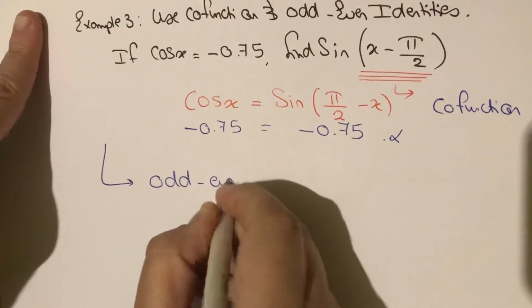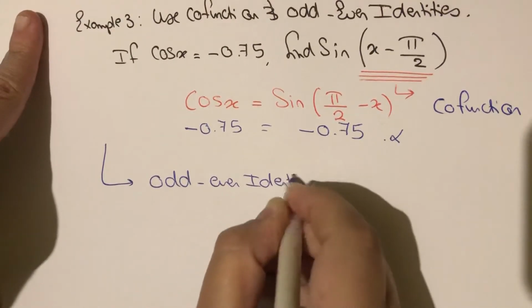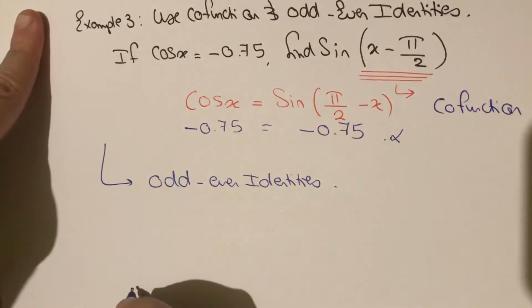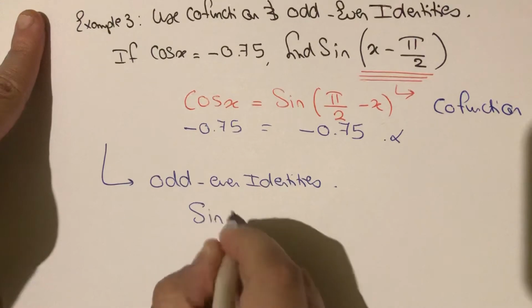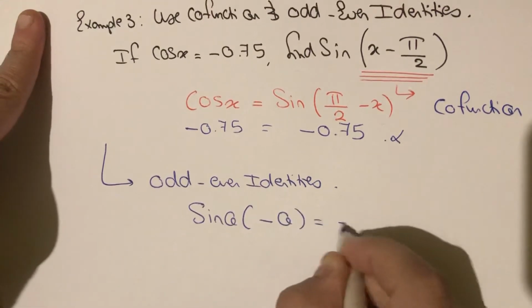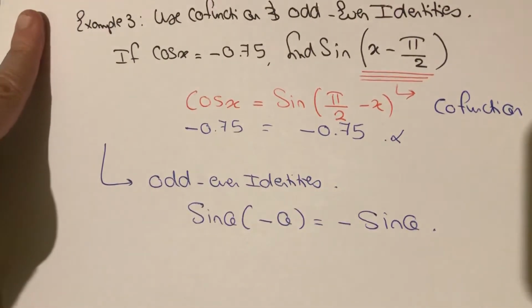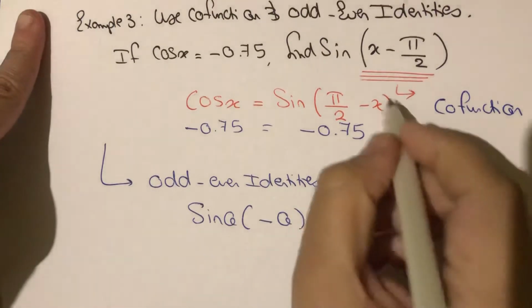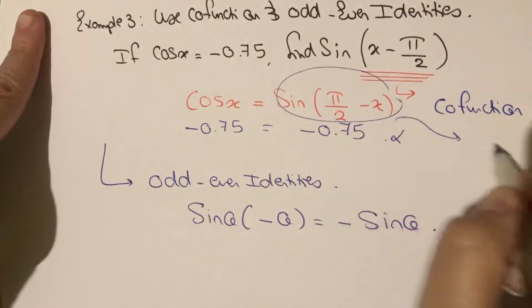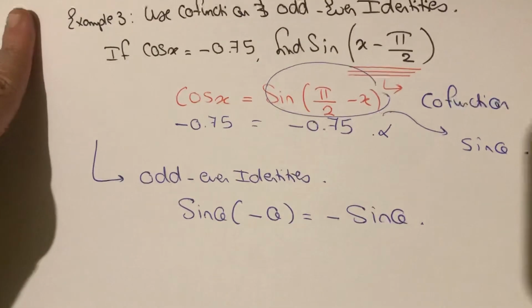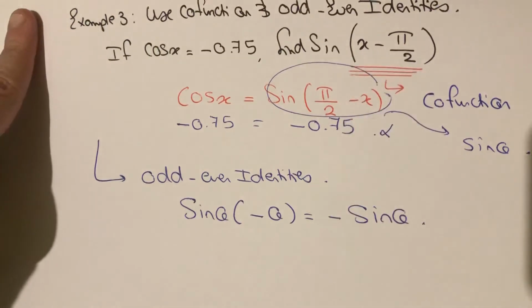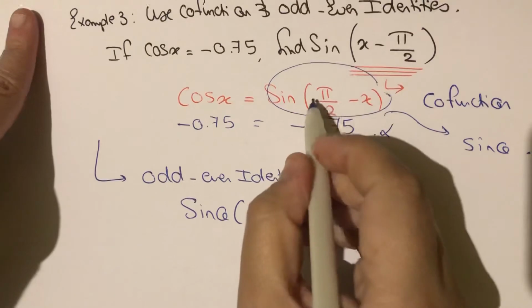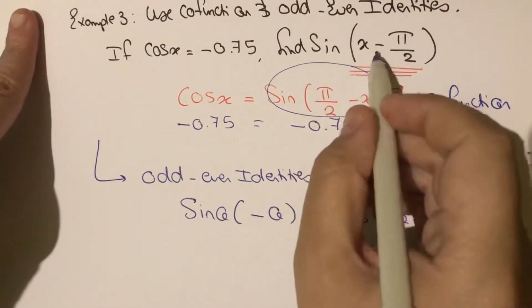In odd and even identities, you should have found one identity that says that sine of negative theta is equal to negative sine theta. So, if I consider this as sine theta, can I consider this as sine negative theta? Yes, I can do, because they are exactly the opposite. If I multiply these two by negative, I'm going to get this one.